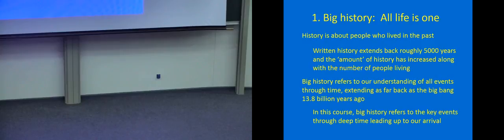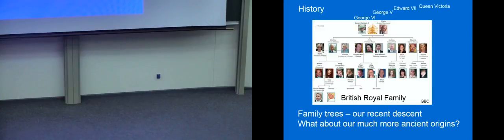And in this course, big history refers to those key events through deep time that led up to our arrival. All right, that's going to be the emphasis. There are a lot of other aspects of big history that aren't really relevant to our arrival, but that will be the emphasis in this course.